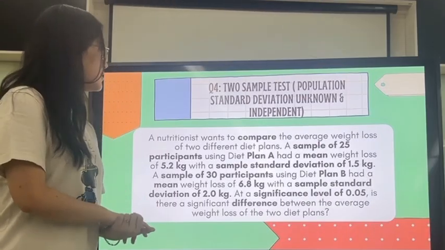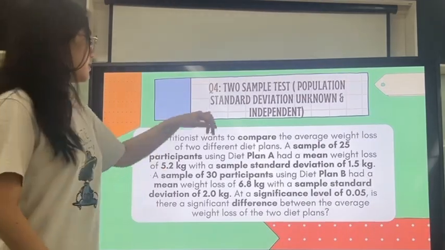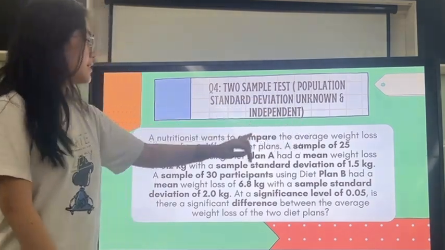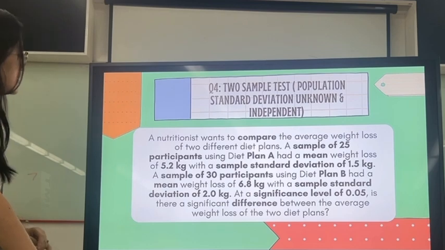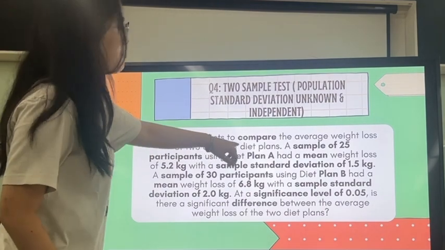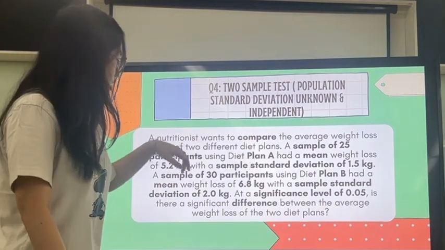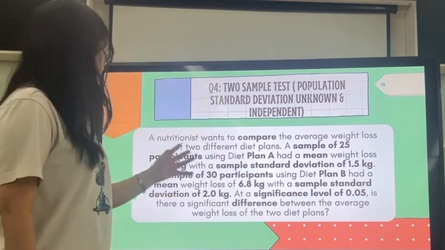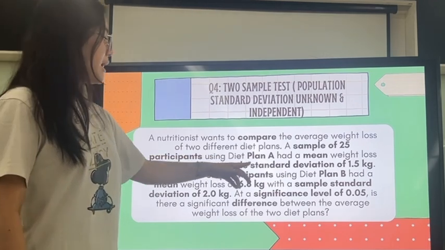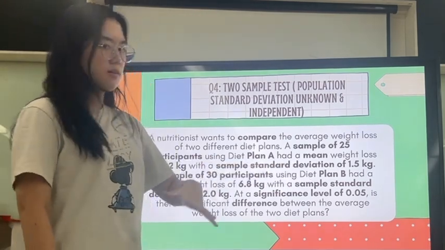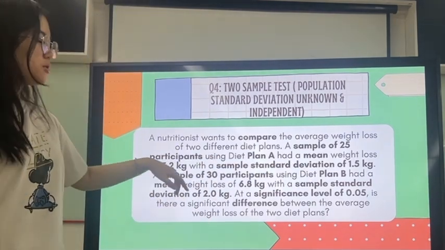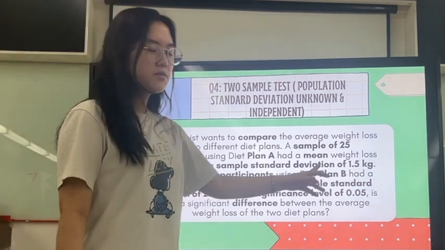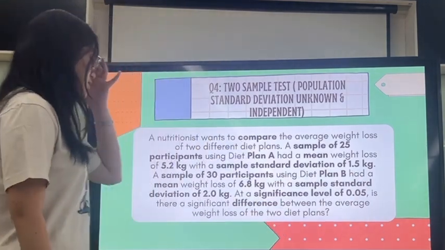Okay, so next is question 4, the two-sample test where the population standard deviation is unknown and the samples are independent. So the question is, a nutritionist wants to compare the average weight loss of two different diet plans. A sample of 25 participants using diet plan A had a mean weight loss of 5.2 kg. The sample standard deviation is 1.5 kg.